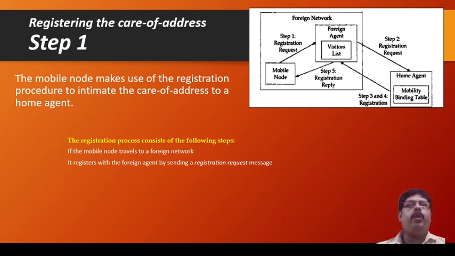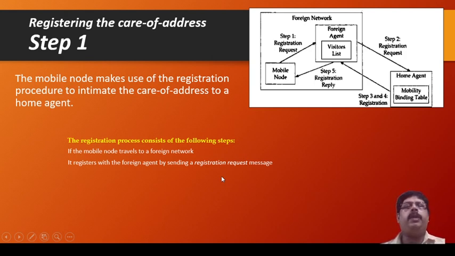In the previous video we have discussed the discovery of Care-of address. To do the discovery of Care-of address, it uses two different methods. One is socialization and another one is agent advertisement method. So it uses two different methods to do that.